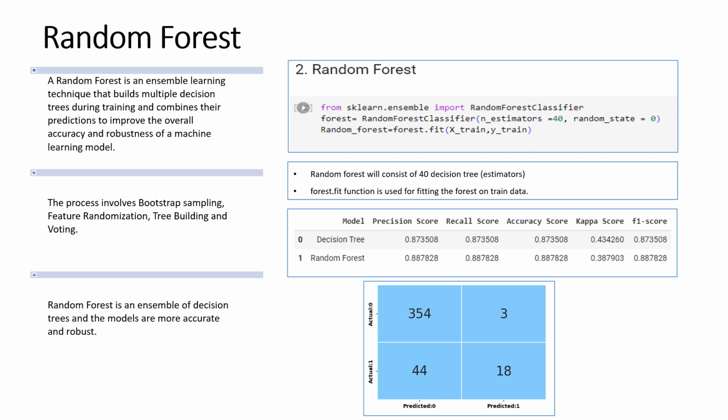And at the bottom we have the confusion matrix. Actual one means this actually happened. Predicted zero means the system didn't predict it. If we see actual one and predicted one, it is 18, whereas predicted zero and actual zero is 354, which means the model is working. The actual reading was 354 and the prediction was also zero. And it tells the accuracy of the model.